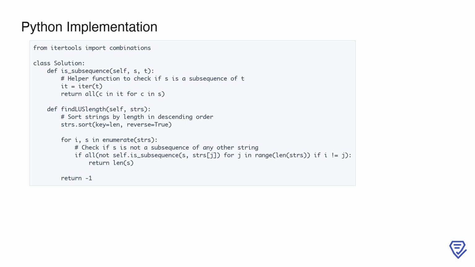Efficiency. Sorting the strings takes O(n log n), where n is the number of strings. For each string, we compare it against all other strings, leading to a time complexity of O(n squared times k), where k is the average length of the strings. While not the most efficient solution for very large inputs, this approach is clear and addresses the problem requirements effectively.